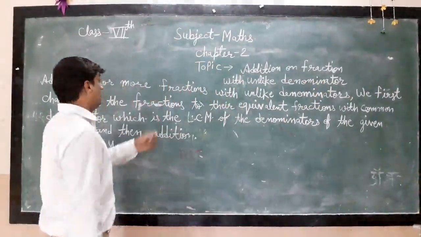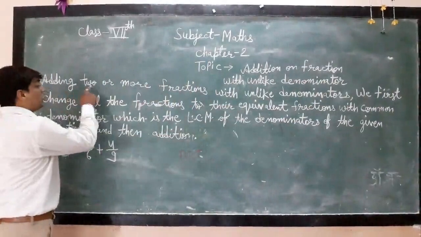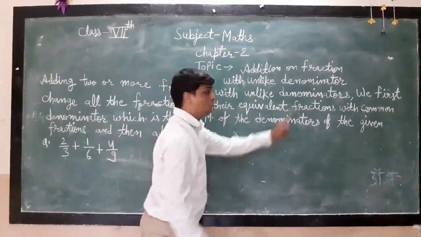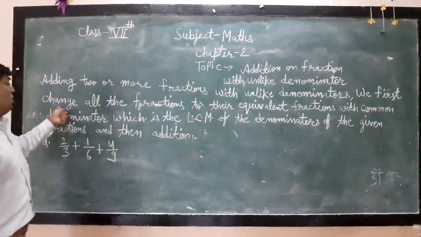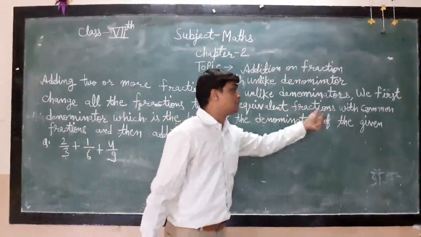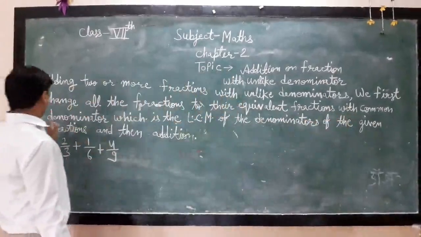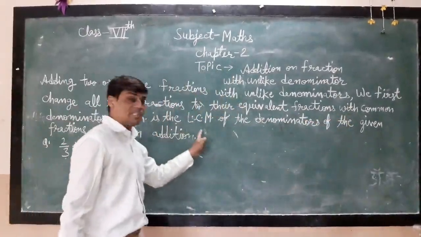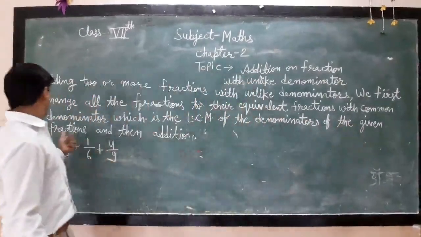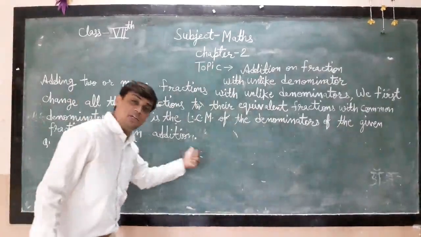Now look here. To add two or more fractions with unlike denominators, we first change all of the fractions to their equivalent fractions with a common denominator, which is the LCM of the denominators of the given fractions, and then add.